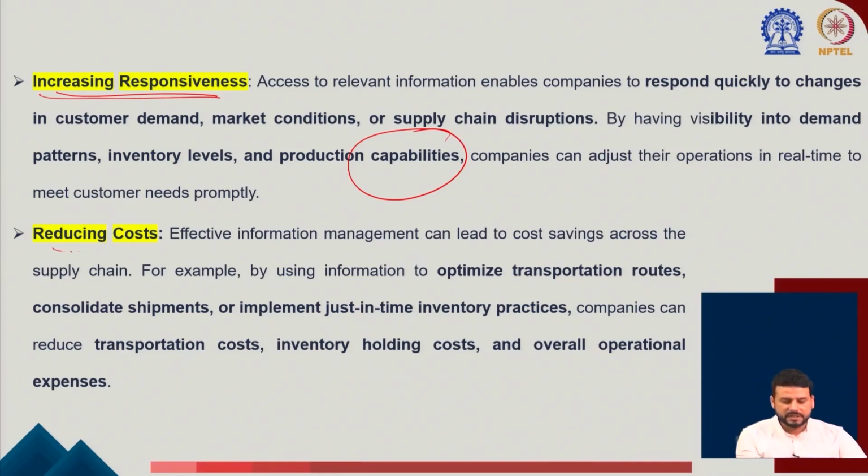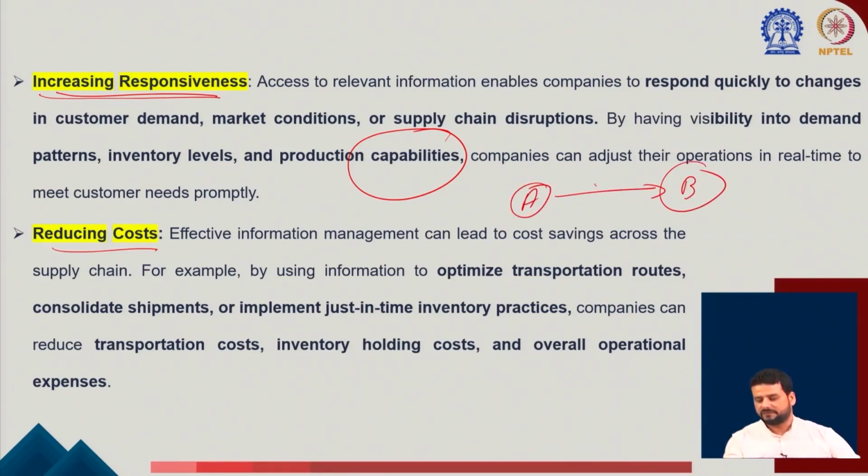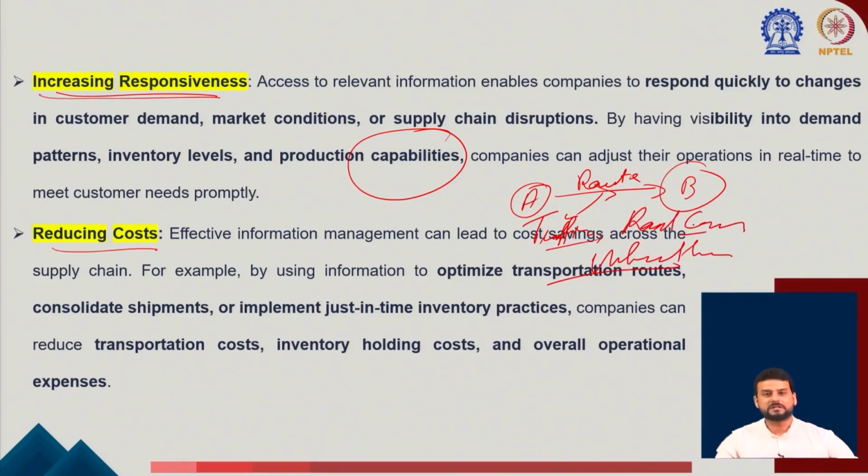So that information, how quickly you are sharing, that will define your capabilities to respond quickly to the customer requirements. Reducing cost. Obviously when I am talking about, let us say from point A we are traveling to point B, when we have that information that this route is the best route as per maybe the traffic, the road conditions, the weather conditions, or so many other parameters.